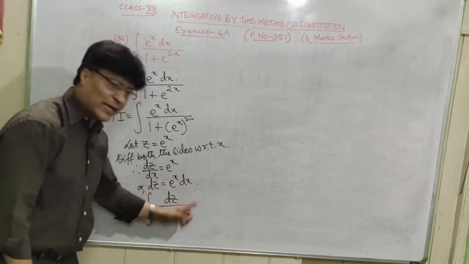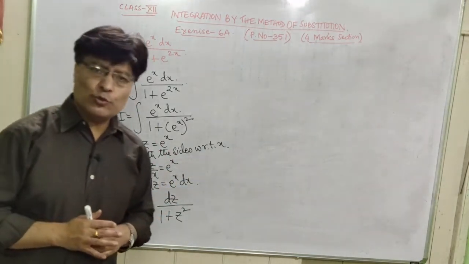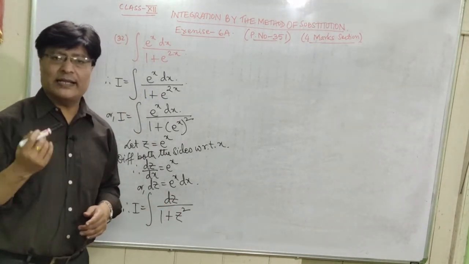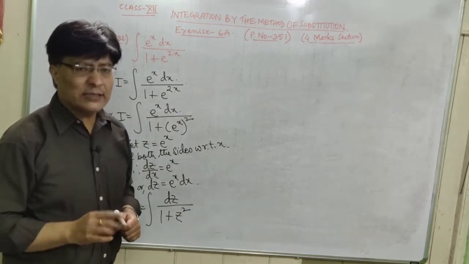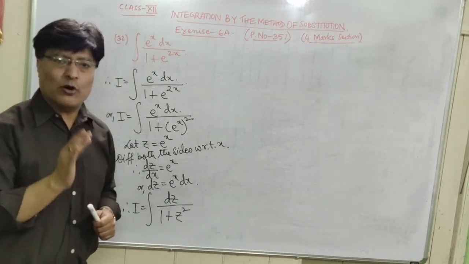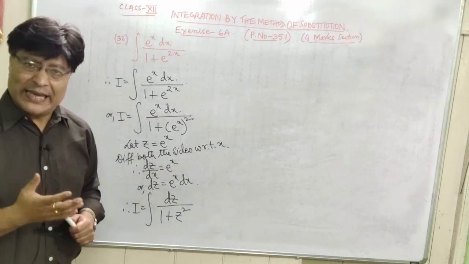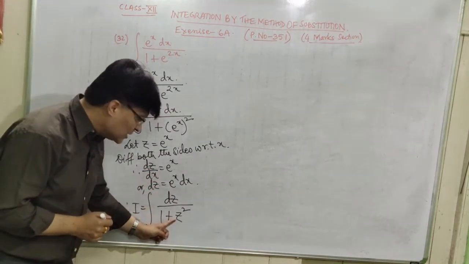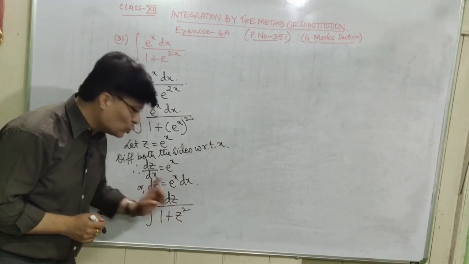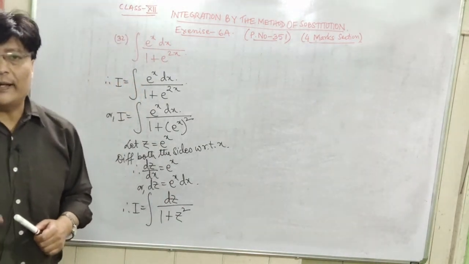So what will you do in this case? This is the integration of dz divided by 1 plus z square. Can you assume 1 plus z square as z? I told you that whenever there is an algebraic function where the power of z or x is 1 only, then you can assume it as x or z. But in this case, the power of z is 2, it is z square. So you cannot assume 1 plus z square as z.